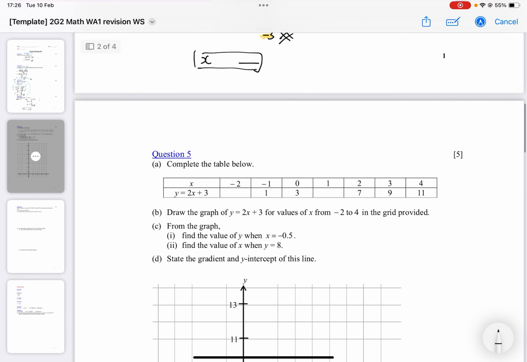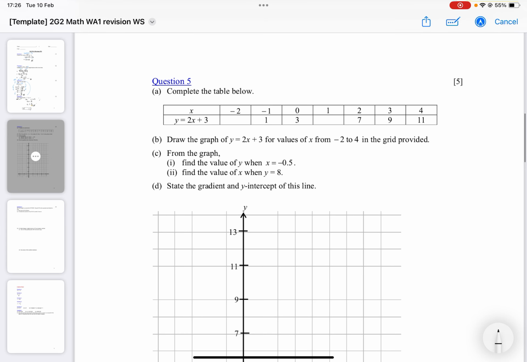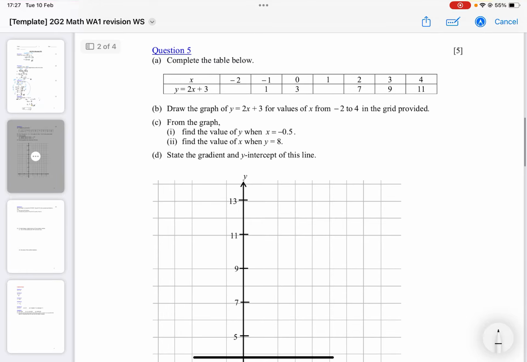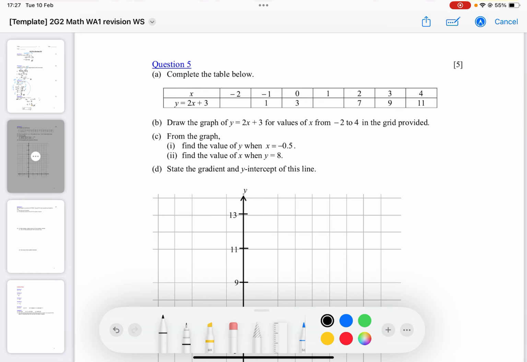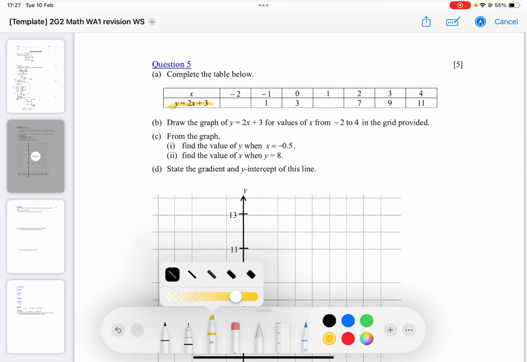Okay, question 5. This is a very standard kind of question. I told you the graph question, they will always give you an equation. So in this case, they tell you this equation already here. Y is equal to 2x plus 3. Okay, this is the equation.